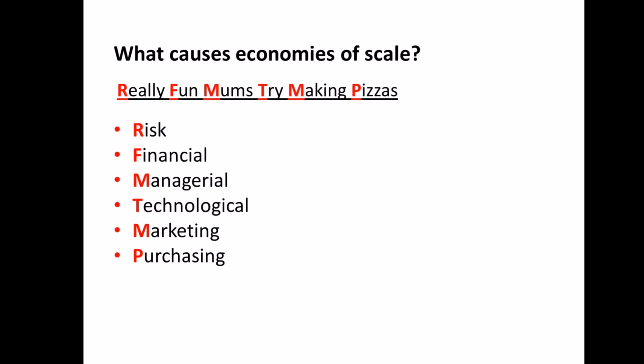Then you will see, because of all those 6 factors, we have a lower average cost, which is the economies of scale. You can see, because of risk, financial aspect, managerial aspect, technological aspect, marketing aspect, and purchasing aspect, we will get lower cost. So try to make your own catchphrase, whatever makes it easier to remember so many things.